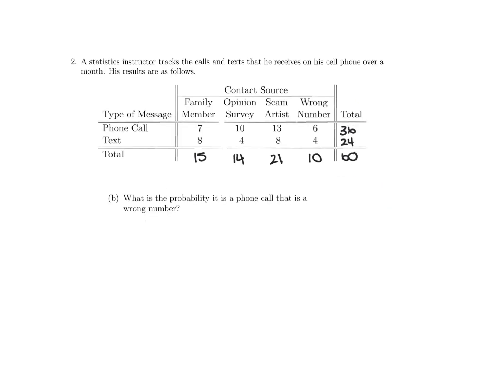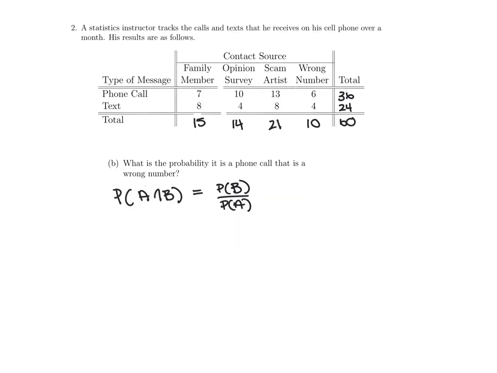Next, we must calculate the probability that it is a phone call that is the wrong number. What we are looking for is the probability that it is a phone call and the wrong number. To first set up this equation, we are going to use the equation for P of A and B. This equation is P(B) over P(A). So our equation is going to look like P of P and W, and it's going to be P(W) over P(P).